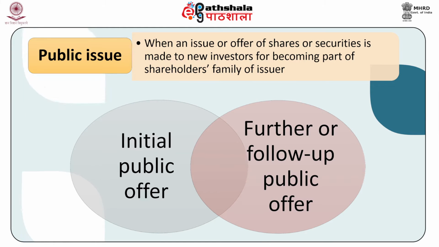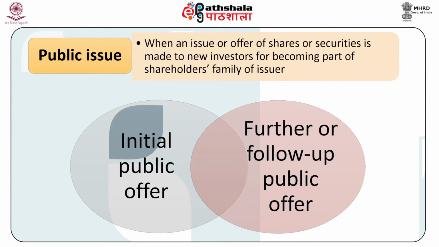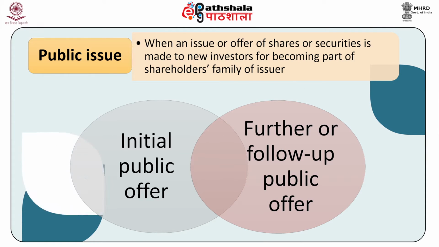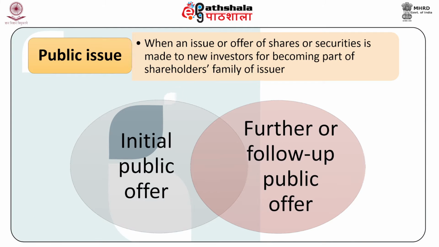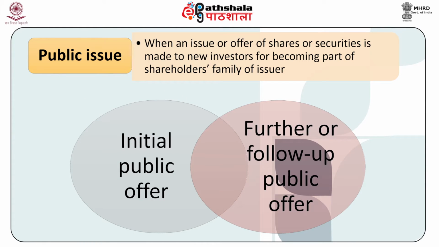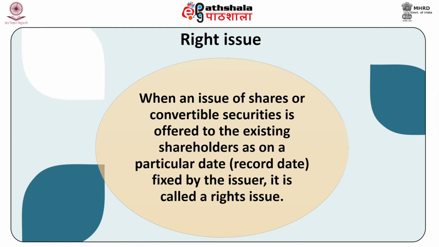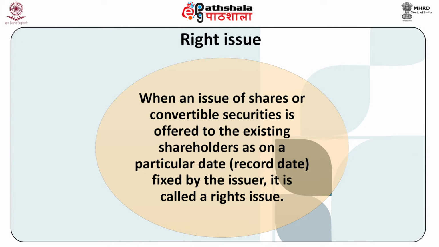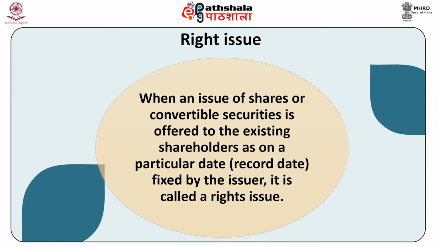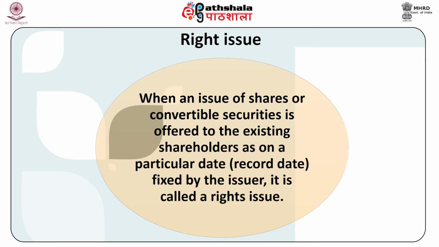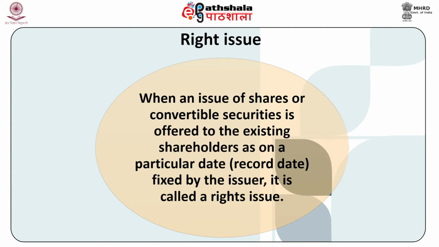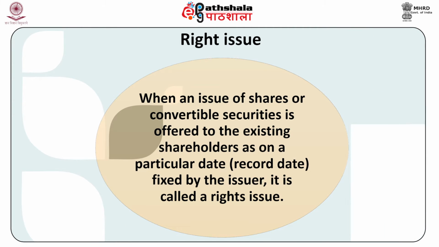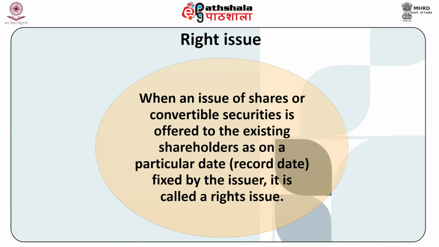B. Further or follow-on public offer. As per SEBI guidelines, when an already listed company makes either a fresh issue of shares or convertible securities to the public or an offer for sale to the public, it is called an FPO. Number 2, rights issue. When an issue of shares or convertible securities is offered to the existing shareholders as on a particular date, the record date in short, fixed by the issuer, it is called a rights issue. The rights offered to the shareholders are determined on the basis of the number of shares or convertible securities held as on the record date.